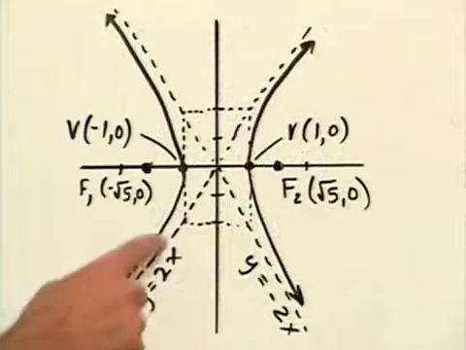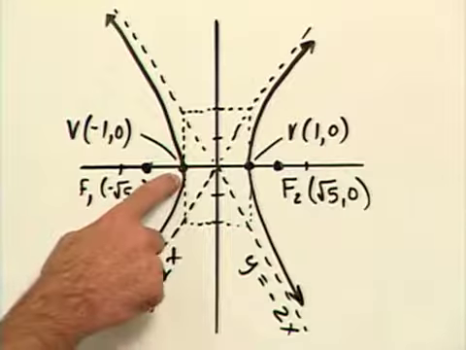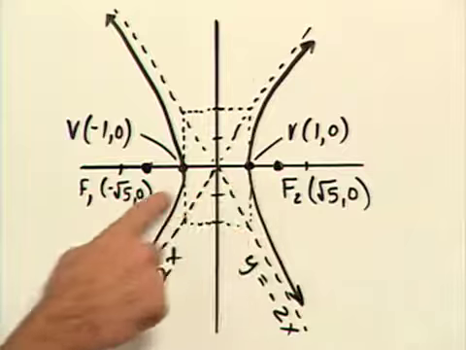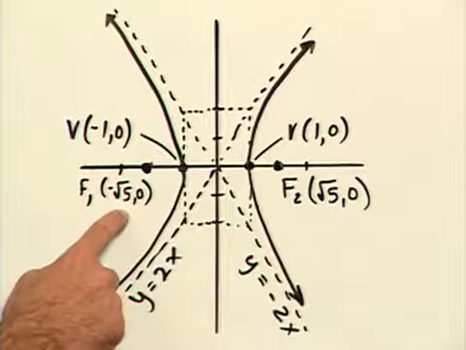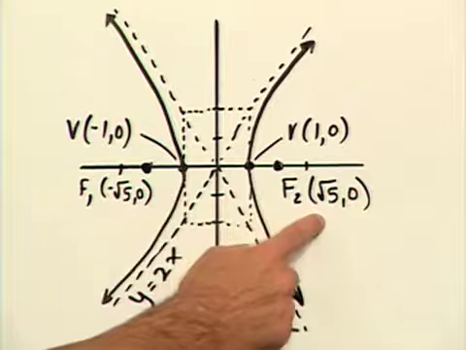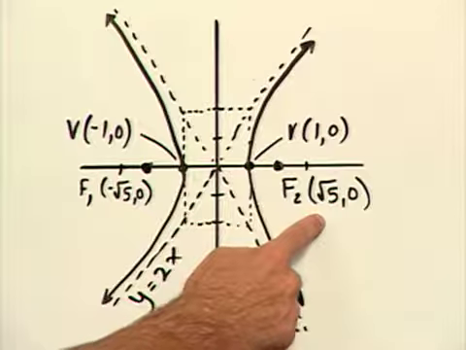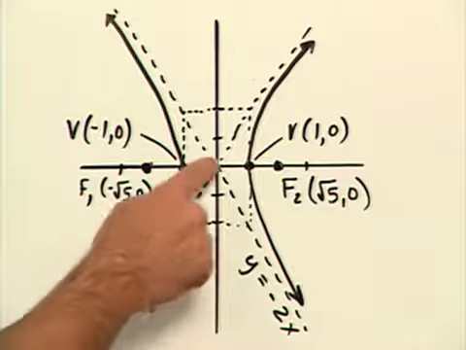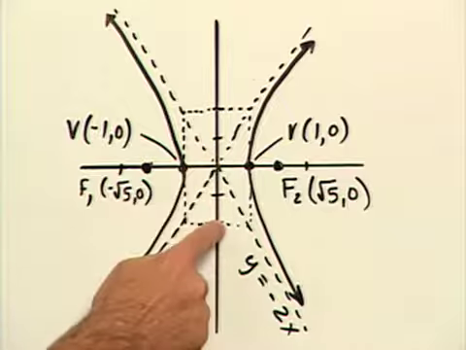On our graph, we see our vertices of negative 1, 0, and 1, 0. We also see our foci, or focus 1 is negative square root of 5, 0, and focus 2 is square root of 5, 0. Now remember, we had some points that helped us graph this. Those points were 0, 2, and 0, negative 2, which would be right here and right here.